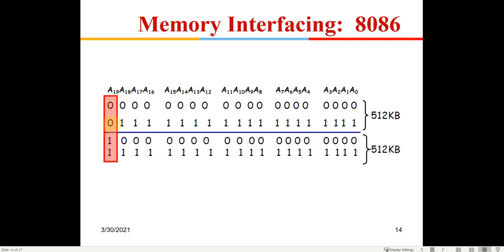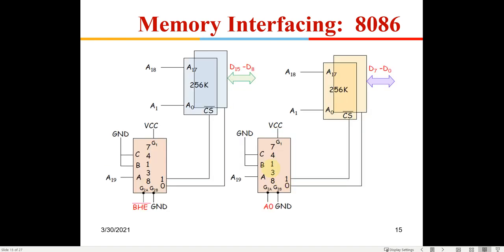So we need to distinguish between these two. Since there are only 2 sets, we have just used A19 as the most significant bit to distinguish between the 2 sets of chips. So here we have given 0 and then 1, right? Since the total is 512 KB, all these bits will be required, covering memory from 0000 to 1111 here. So this is how the memory interface will be designed.